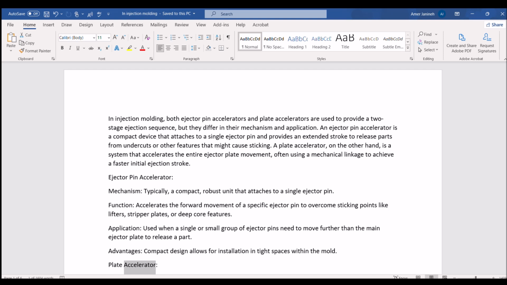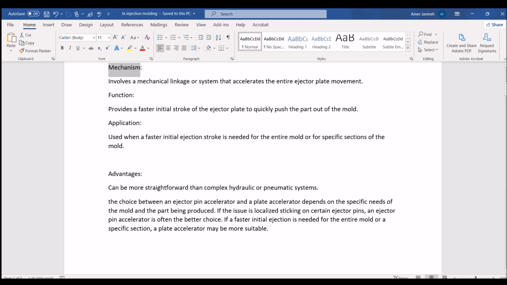Plate accelerator. Mechanism: involves a mechanical linkage or system that accelerates the entire ejector plate movement. Function: provides a faster initial stroke of the ejector plate to quickly push the part out of the mold. Application: used when a faster initial ejection stroke is needed for the entire mold or for specific sections of the mold. Advantages: can be more straightforward than complex hydraulic or pneumatic systems.